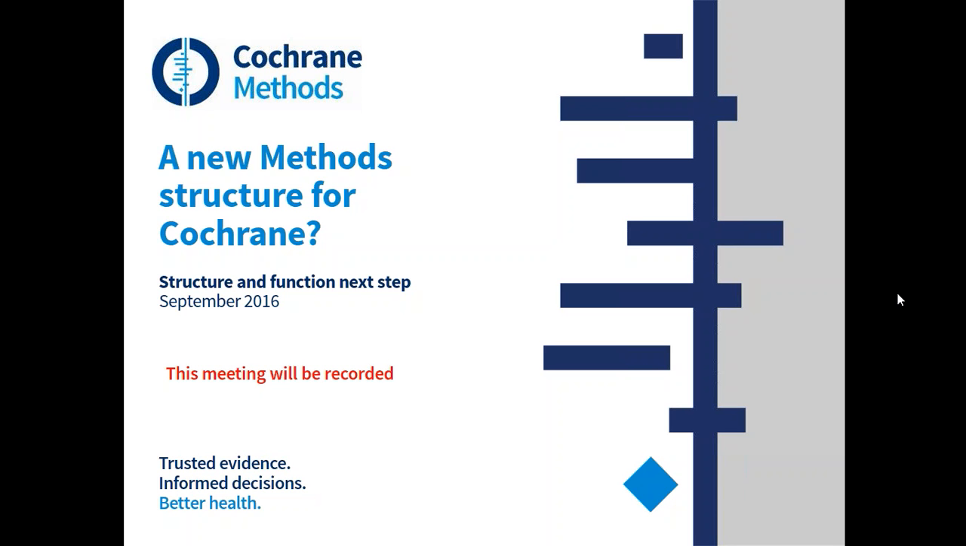You're all muted at the moment, and we're going to be recording this message. So I think everybody knows me, but possibly one or two people might not. I'm Jackie Chandler, the Methods Coordinator, and I'm here with David Tovey, who's also going to speak to the wider structure and function of review groups and centers and fields.